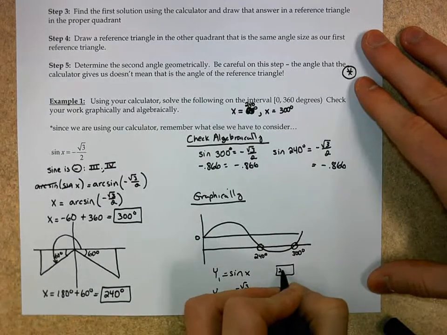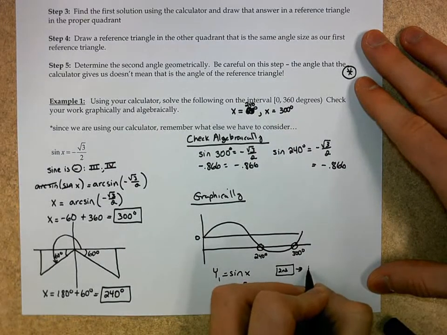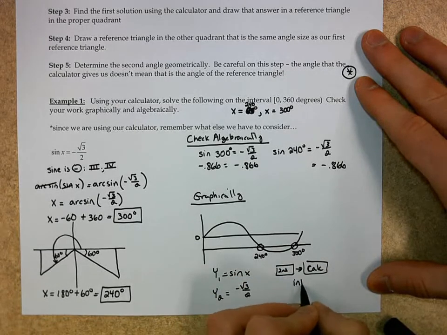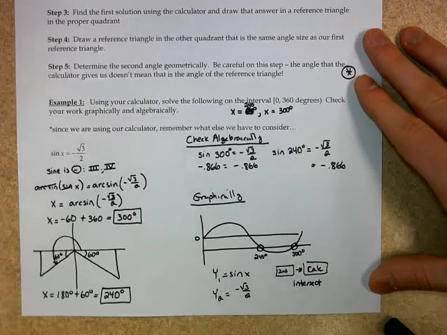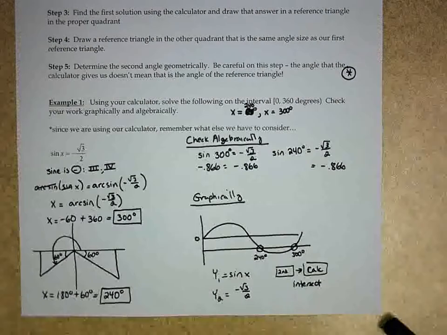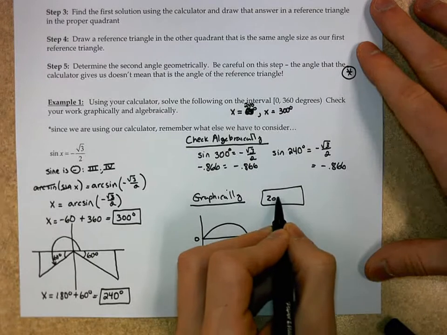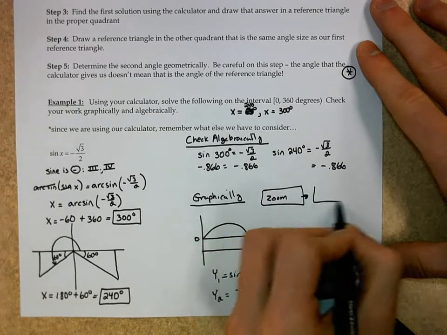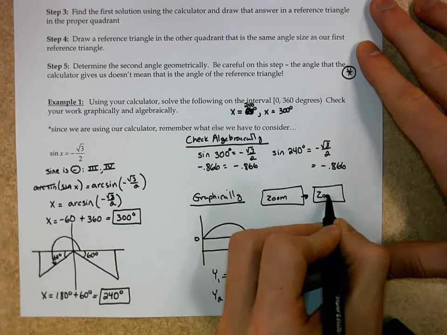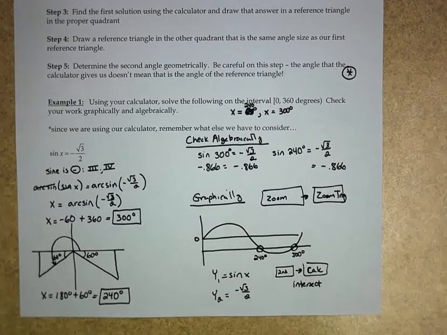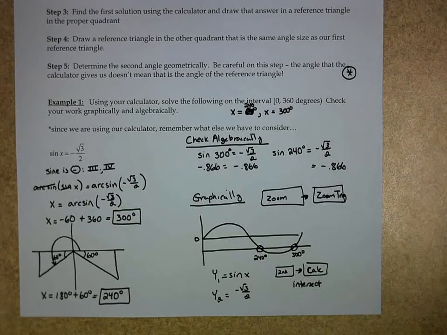The way we did that was we hit second, and then we chose calc, and then we chose intersect, and we found the intersection. And if my graph didn't look right, what I did is I hit zoom and then zoom trig in order to see my graph in the proper window.